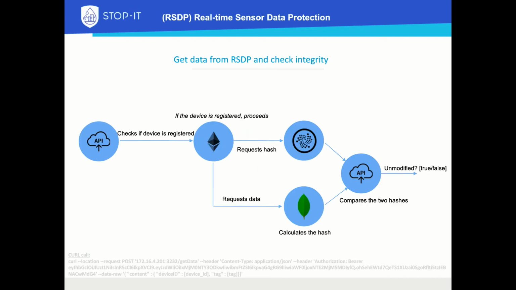Finally, the last call is used to see if the data was tampered with. When a device requests it, it sends a unique tag of the transaction, and the tool will check if the device is registered. If it's the case, we get the hash stored in IOTA and the data stored in the Mongo database, and finally compare the hash obtained from IOTA with the hash of the data obtained from Mongo, in order to see if they are equal, which will mean that the data preserves integrity. If not, the tool will conclude that the integrity was lost.